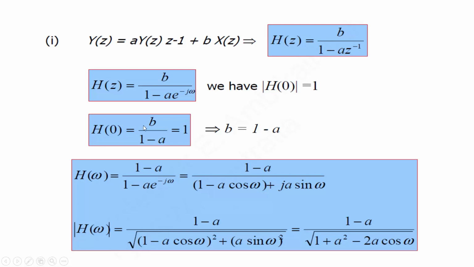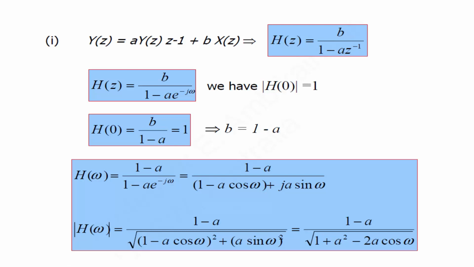So once we put omega equal to 0, the DC gain, which is H0, is equal to b over 1 minus a, and given this value is 1, we can calculate the value of b in terms of a. The b comes out to be 1 minus a. So we can modify the transfer function with this calculated value of b, and the frequency response becomes 1 minus a divided by 1 minus a into e to the power minus j omega.